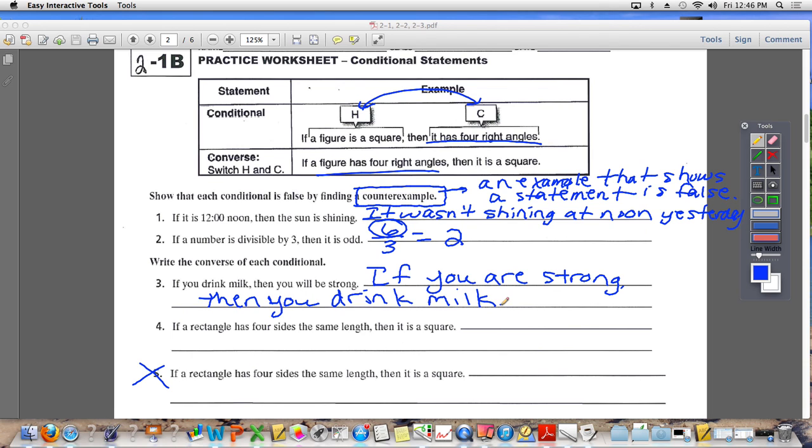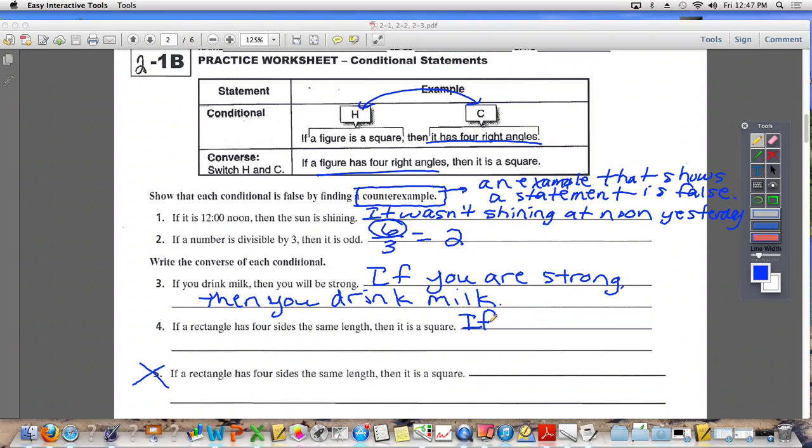If a rectangle will have 4 sides the same length. Seems right. If what? You got the if down. That's really good. You guys are doing good. If it is a square, what is it? So when you say if it is a square, I don't know what it is.